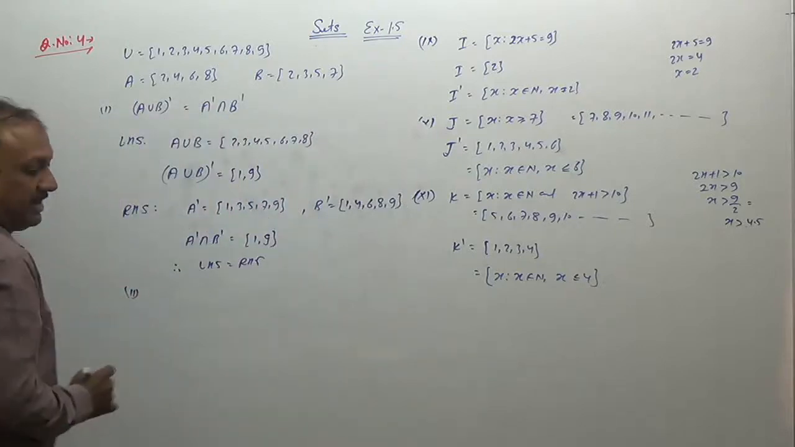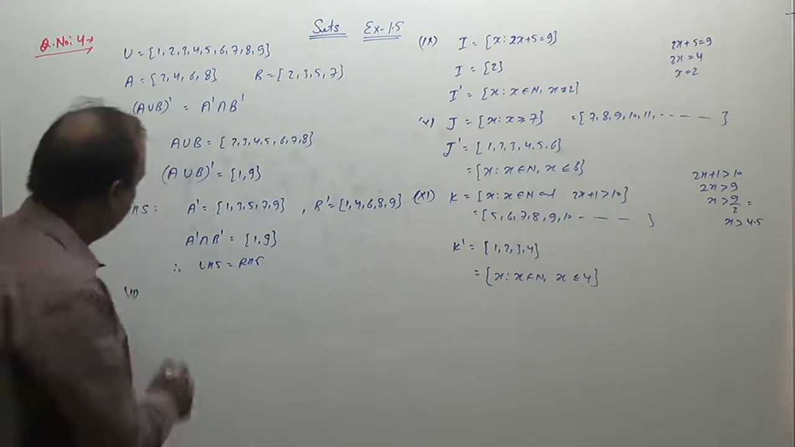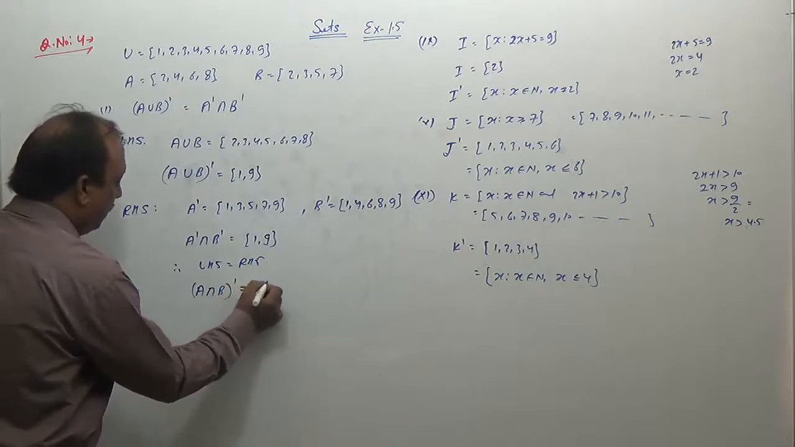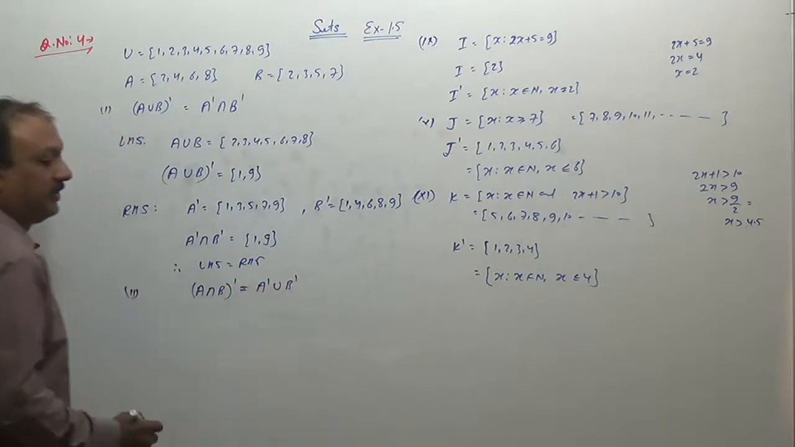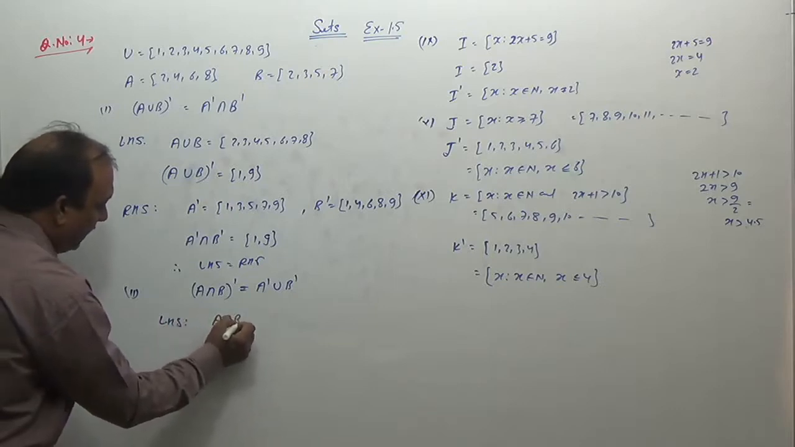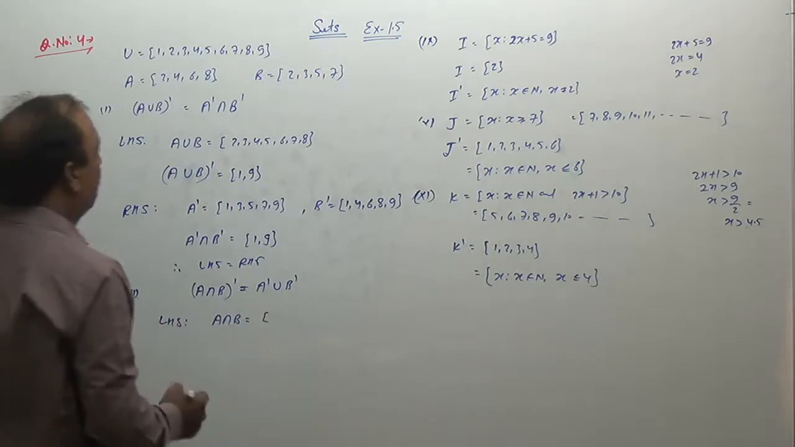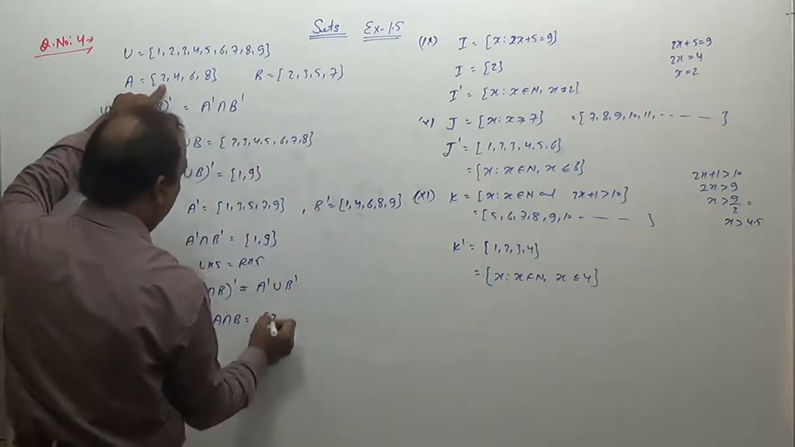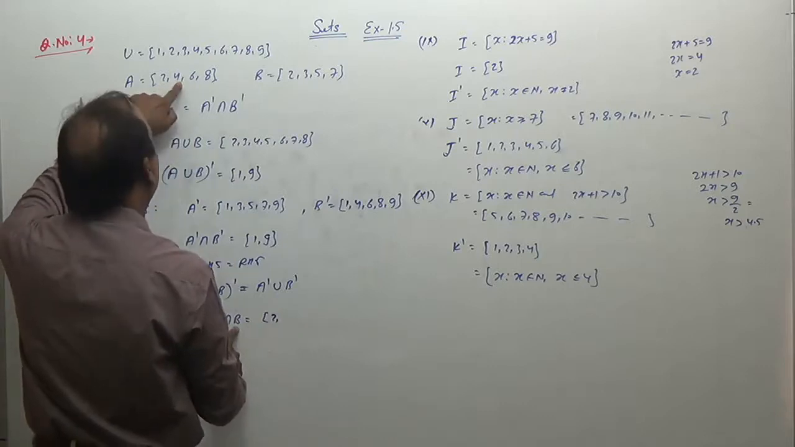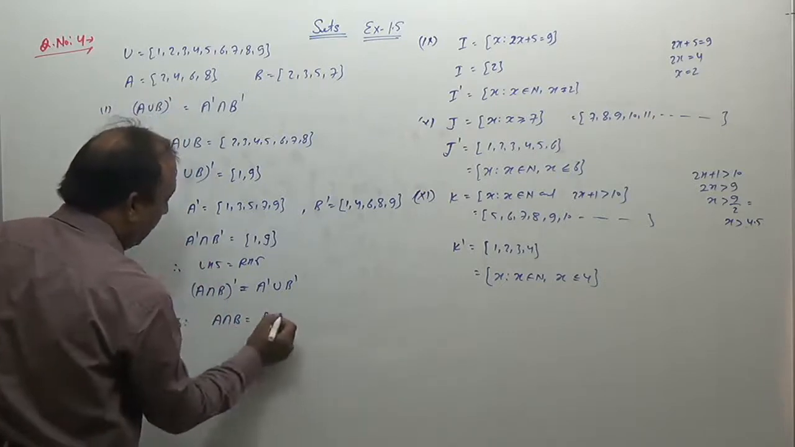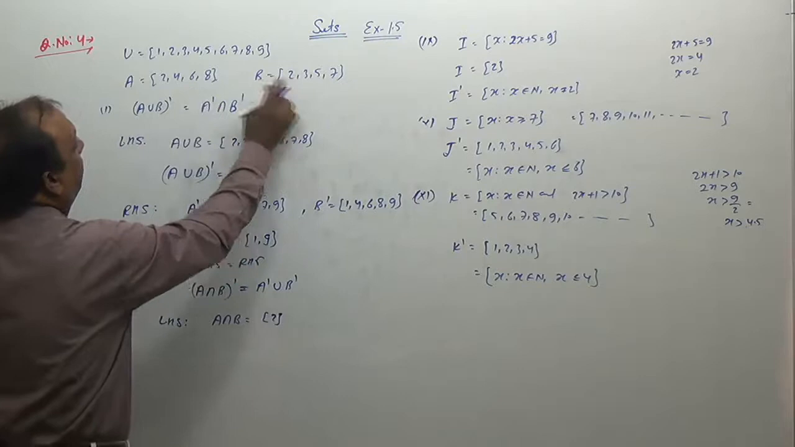Second part is all based on De Morgan's law, that is (A intersection B) whole complement is equal to A complement union B complement. So to prove this law, first taking the left hand side, और लेफ्ट हैंड साइड में पहले आप निकालें A intersection B. So what are the common elements of A and B? One is 2. 2 is a member of both the sets A and B. Not 4, not 6, not 8. So there is only one element common between A and B.